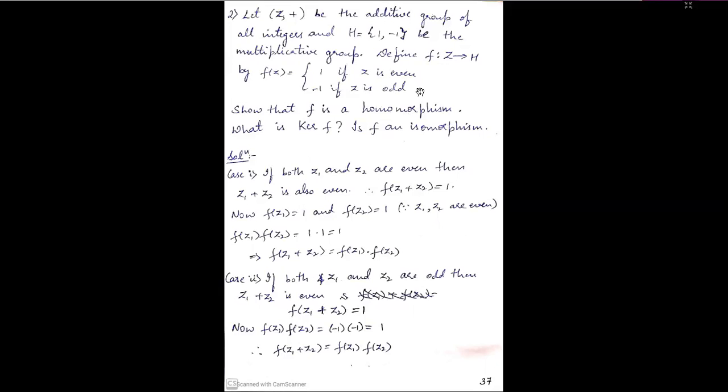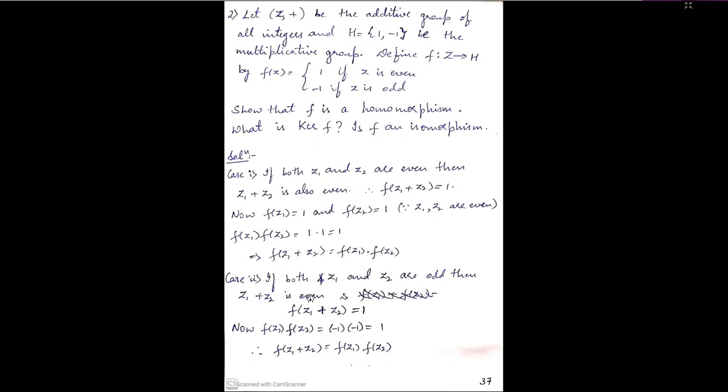But we have different cases, being that Z becoming even or odd. Case 1: if both Z1 and Z2 are even, then Z1 plus Z2 is also even. Therefore, F of Z1 plus Z2 is equal to 1, since it is an even number. Now, F of Z1 is equal to 1 as Z1 is even, and F of Z2 is also 1 as Z2 is even. So the product of these two is equal to 1. Therefore, we can say that F of Z1 plus Z2 is equal to F of Z1 into F of Z2 in this first case.